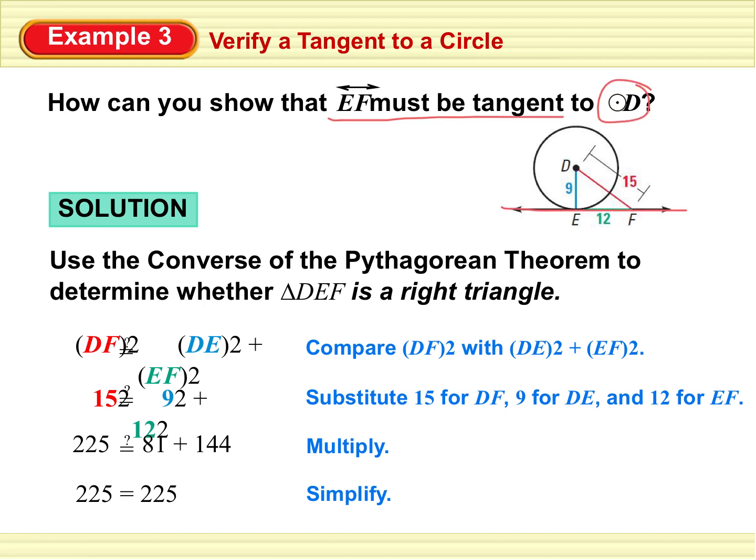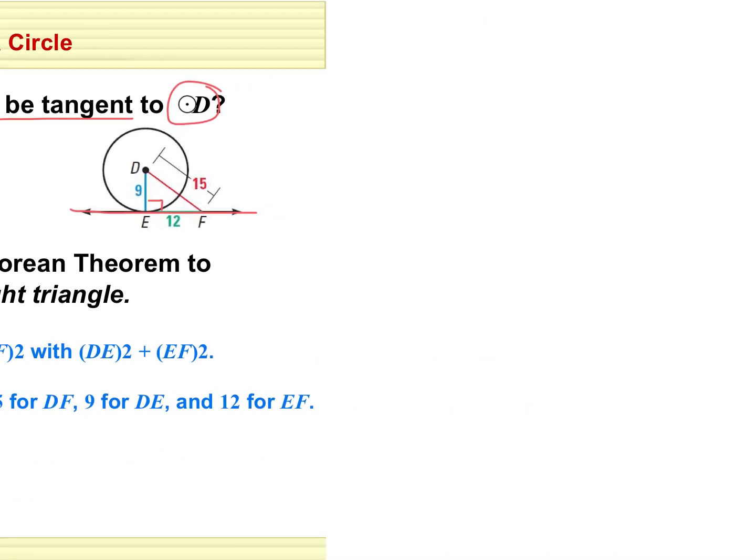Yes, but what did we say tangent lines create? Right angle. They create that right angle. So we need to be sure that this is true. We're going to use the Pythagorean theorem to see if we come out with a true statement. So, Pythagorean theorem is what? A squared plus B squared equals C squared.